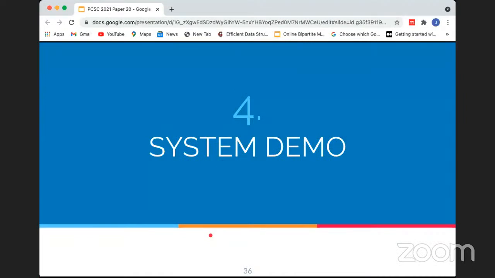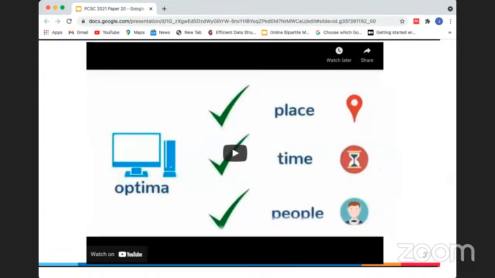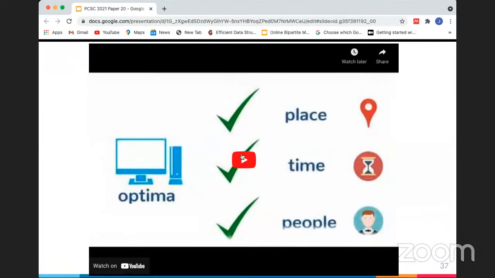And for the system demo, since this is a GovHack solution entry, I will just show you a video showing what we did for the software.